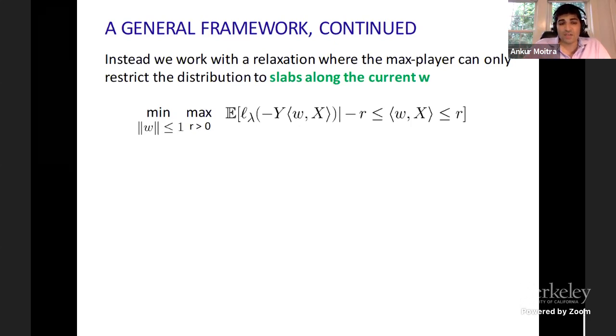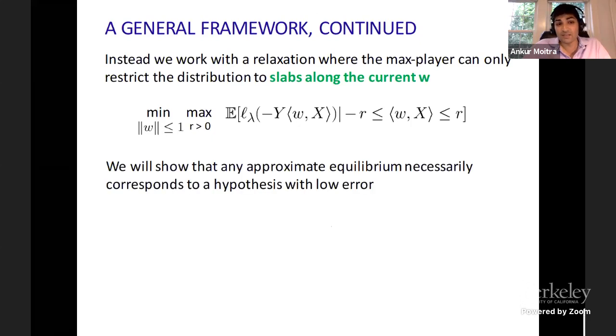So now all of a sudden, the max player is actually computationally efficient, because once the min player chooses the W, this is just a single one-dimensional line search to find his best response. It's also statistically efficient. What's not at all obvious, and really is the main part to show, is that this zero-sum game is still good enough. Any approximate equilibrium actually does correspond to a hypothesis W that has low error. So that's the miraculous part.